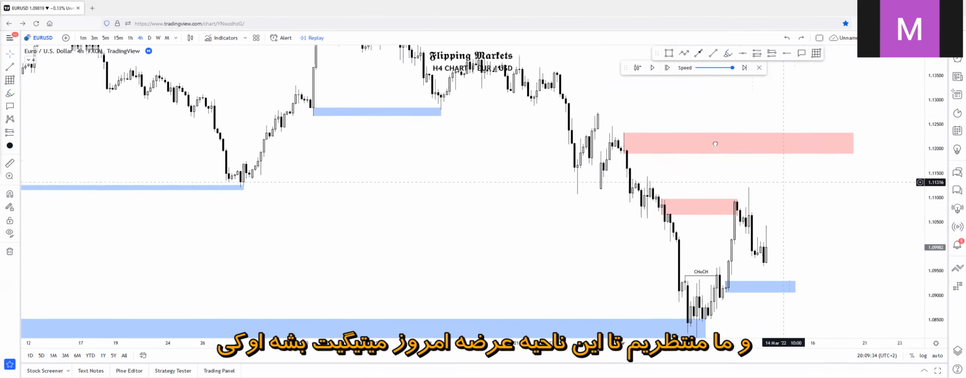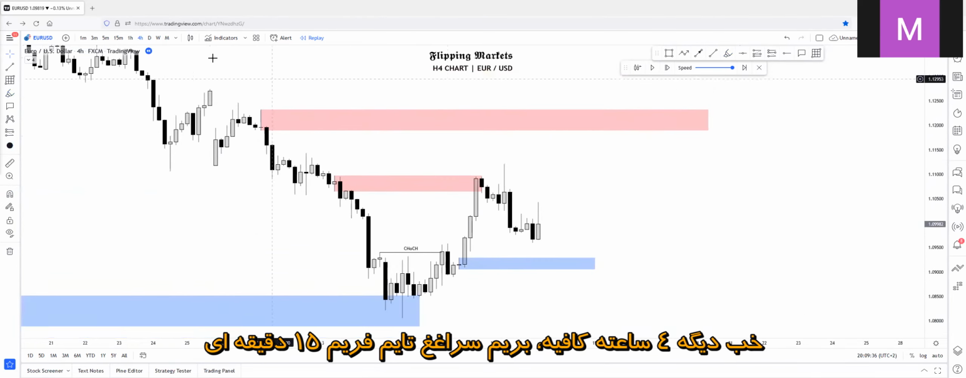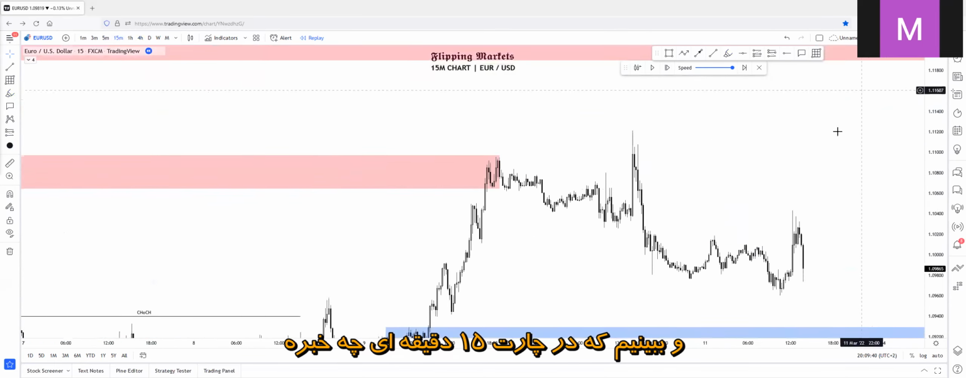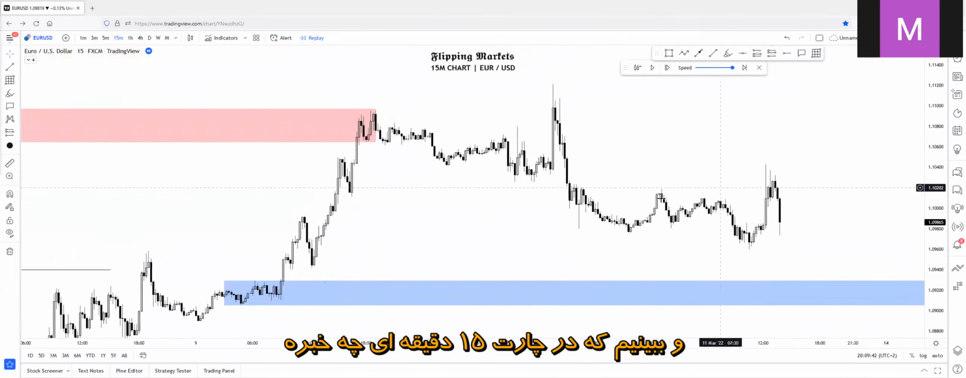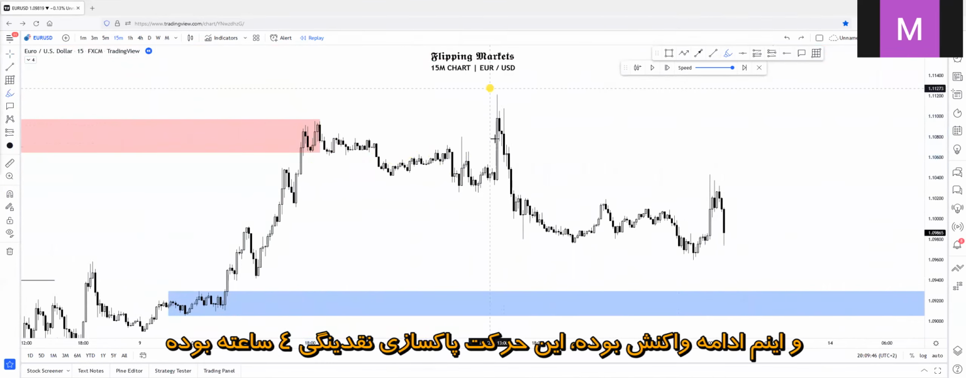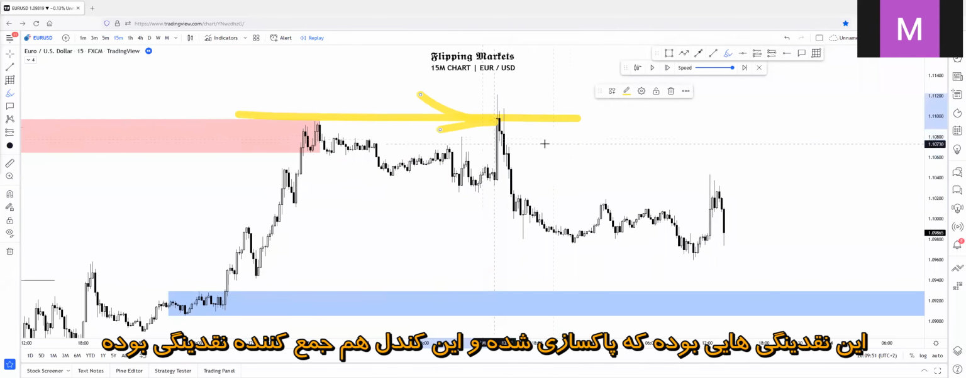Okay. So that's enough of the 4-hour chart. Let's switch to the 15-minute chart and see what we can see. So here was the 4-hour supply reaction. As you can see, here was a reaction. This was a liquidity sweeping movement on the 4-hour chart. This was liquidity being swept. This is a liquidity sweep.